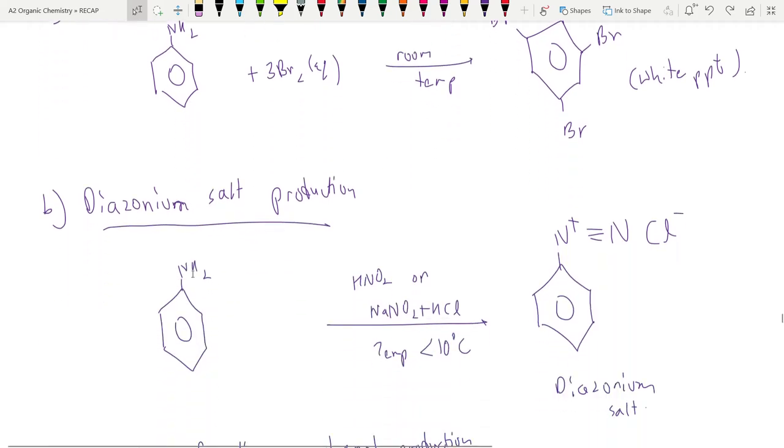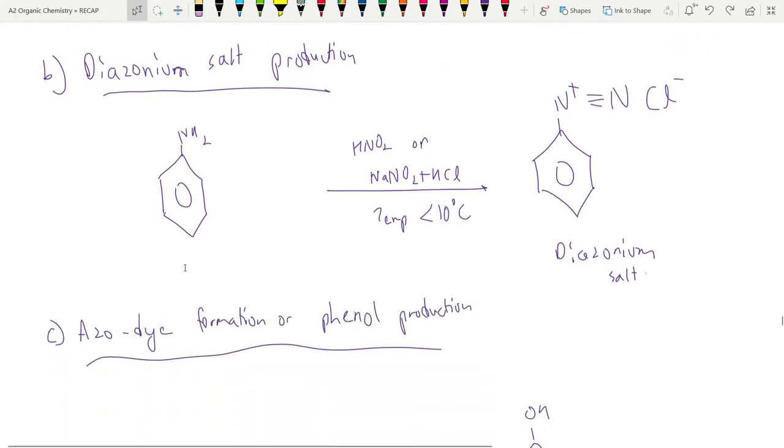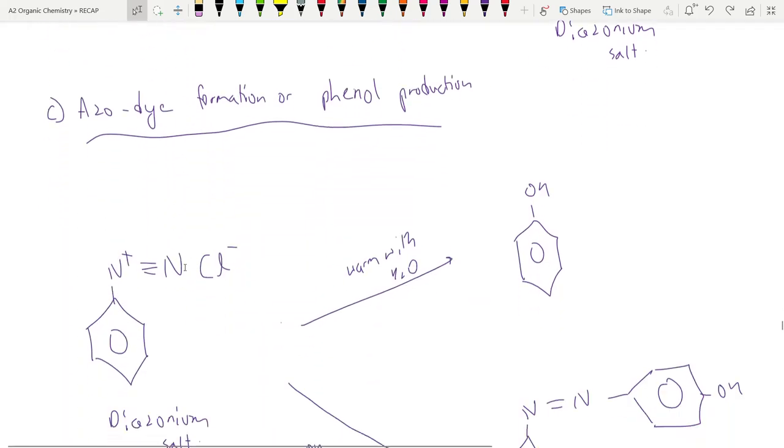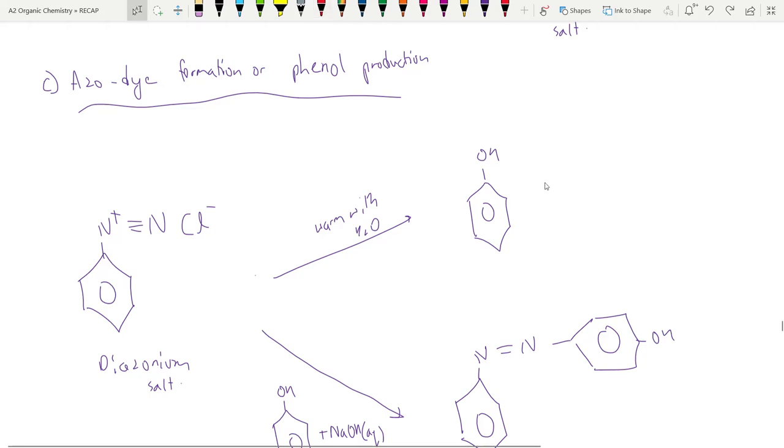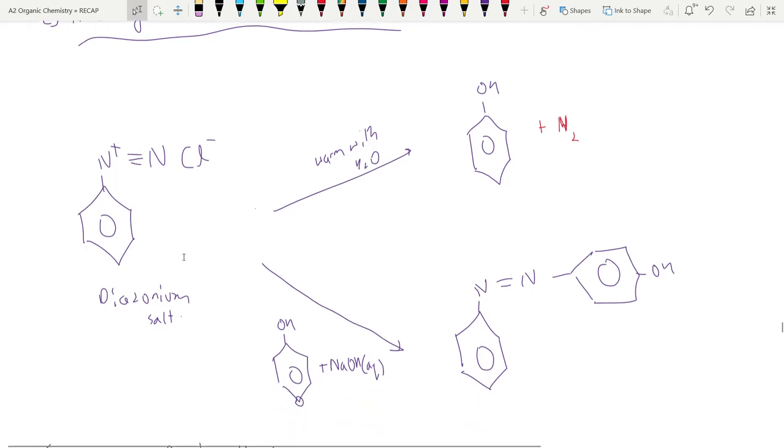You can also form diazonium salts by reacting with nitrous acid, or sodium nitrite plus HCl, at a temperature less than 10 degrees to get the diazonium salt. Now the diazonium salt has two routes. Either you can form the azo dye or you can form phenol. If you warm the diazonium salt with water, you're going to get phenol and nitrogen gas. And if you react it with phenol in the presence of aqueous sodium hydroxide, it's going to form the azo dye. So remember this, in the azo dye, the triple bond breaks, it forms a double bond.